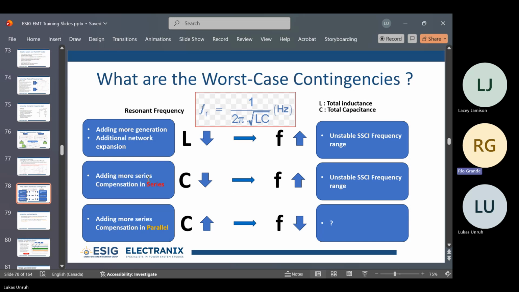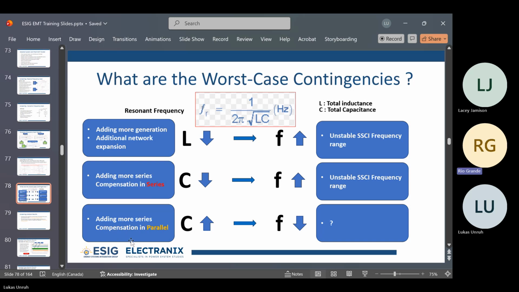The second row here, adding more series compensation in series is going to make this C lower and drive up the resonant frequency as well. So that's another thing. You have a transmission line that's 25% compensated versus 50%, you'll see that the resonance will shift higher the more you compensate that transmission line.